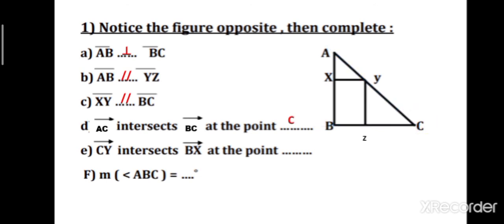Number E. CY and BX intersect at what point? CY intersects BX at the point dots. We can extend CY until reaching BX. So by extending both of them, we are going to find that they intersect at point A.